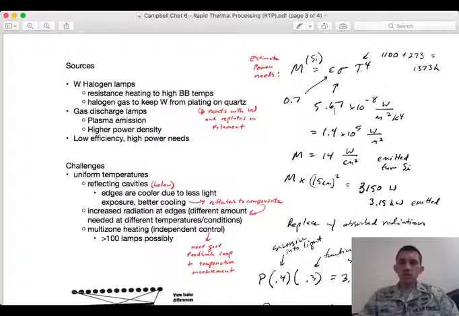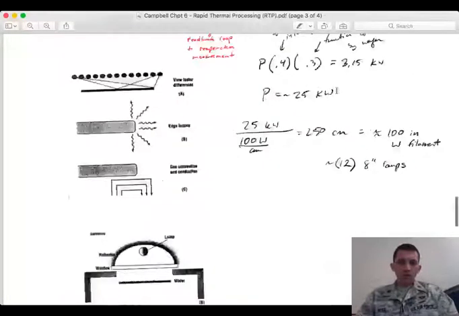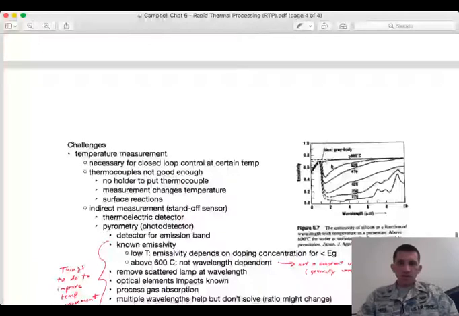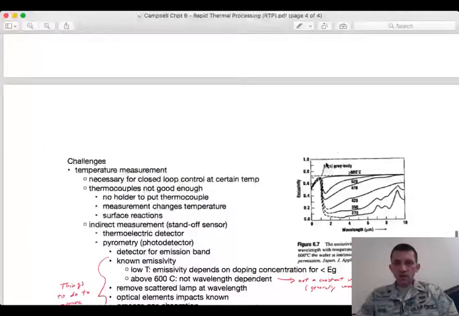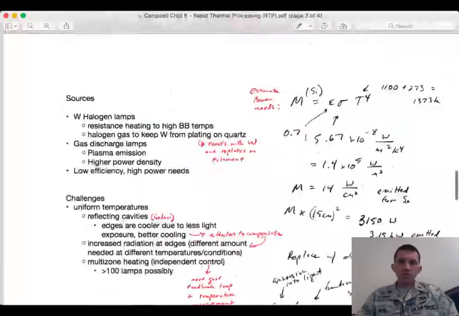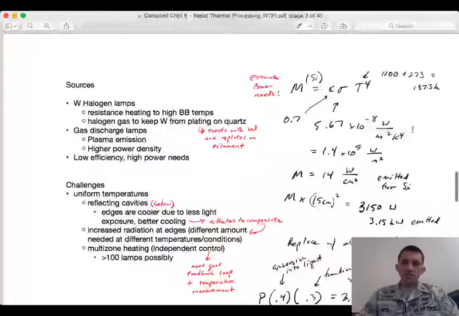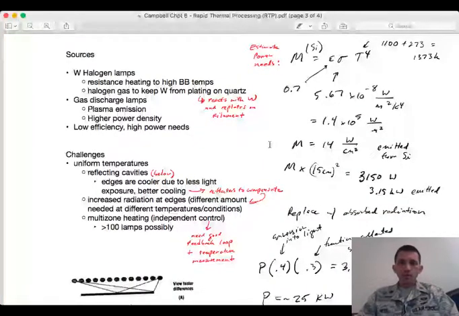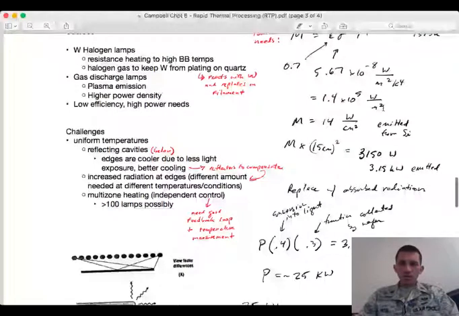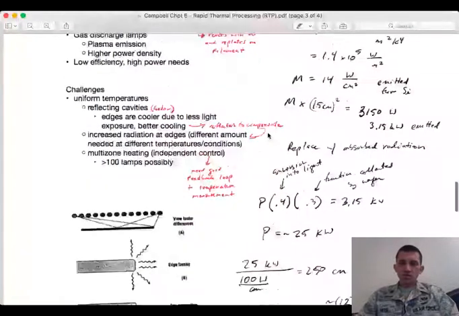So T to the fourth times the constant sigma, and if we go down here, we can see that silicon at high temperatures has an emissivity of about 0.7, so we'll plug that in, which gives us a total emittance at these annealing temperatures of 1.4 times 10 to the fifth watts per square meter. We'll multiply that by 10 to the minus fourth to convert from watts per square meter to watts per centimeter squared, which is a more useful unit.